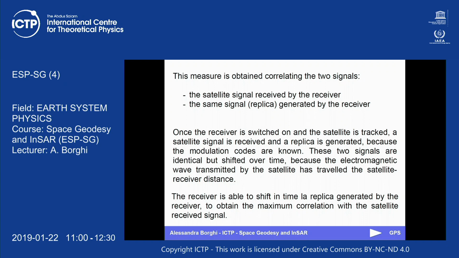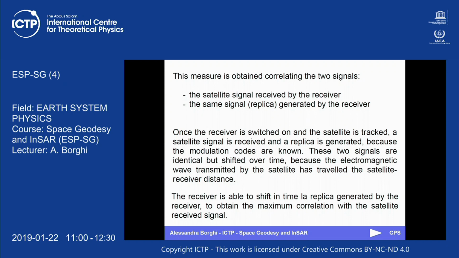So this measure is done by correlating two signals, the signal arriving from the satellite and the signal produced by the receiver. The receiver is able to produce a signal similar to the satellite signal. For this reason, we cannot use a random code, but a pseudo-noise random code. We need to know the sequence because the receiver has to reproduce this signal.